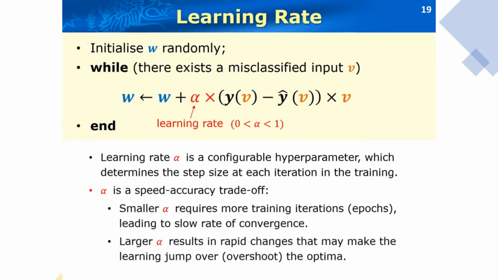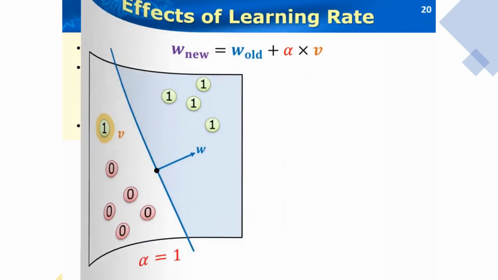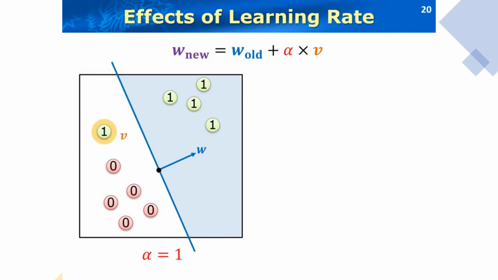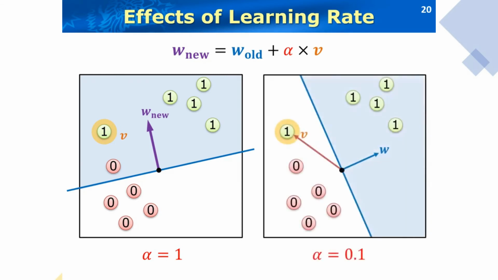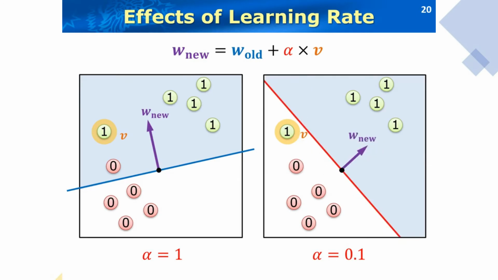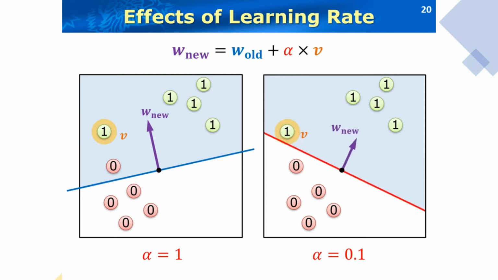Here is an example which shows the effect of different learning rate alpha. When alpha is set to 1, the step size becomes so large that it may make the learning jump over the optimal solution. Therefore, the blue region will rotate too much and include even the red point. In comparison, when the alpha is set to 0.1, this will make the blue region rotate mildly by taking small steps so that it would not include the red point. So next we will move on and see the multilayer perceptron.